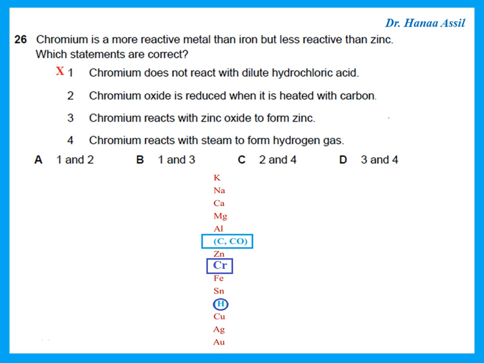Chromium oxide is reduced when it's heated with carbon. Is that correct? Yes. If the metal is lower than carbon in reactivity series, then it can be reduced when heated with carbon. Chromium reacts with zinc oxide to form zinc, so will chromium displace zinc? No, it is below it. It will not displace. Chromium reacts with steam? Well, yes, it would react with steam because it is above hydrogen. So my answer is 2 and 4, so that is C.